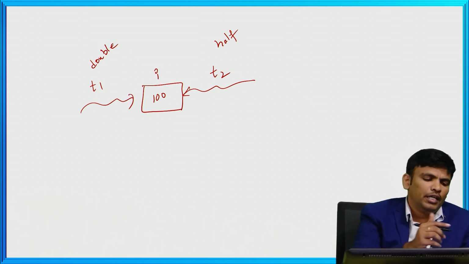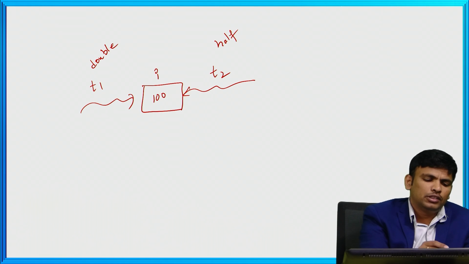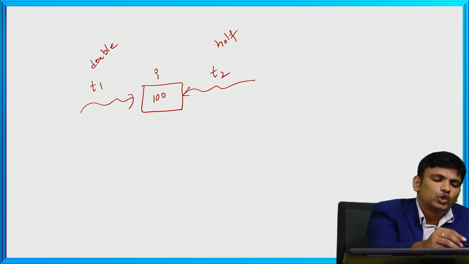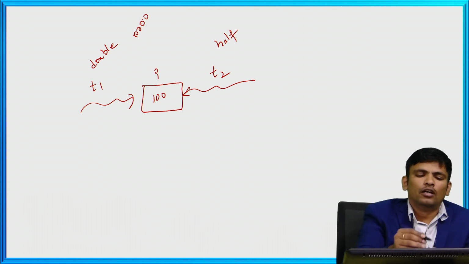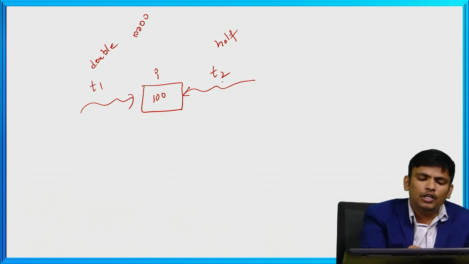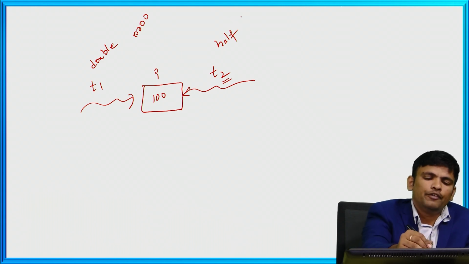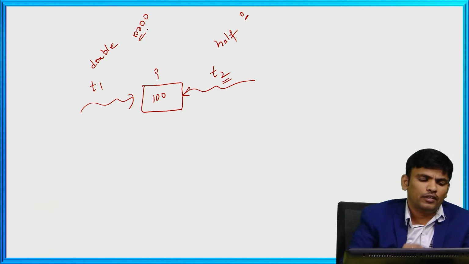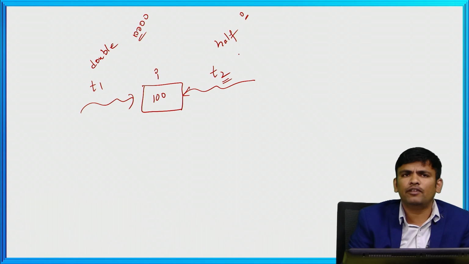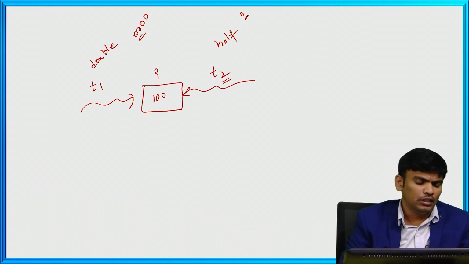Here the main intention is that while doubling this value you need to stop. Suppose it reaches 10,000, then you need to stop the process. The thread 2 duty is to halve this value, and it should stop if it reaches 0. So these are the constraints for T1 and this is the constraint for T2. Now these two threads will be executed simultaneously, and we cannot predict which thread will be executed.